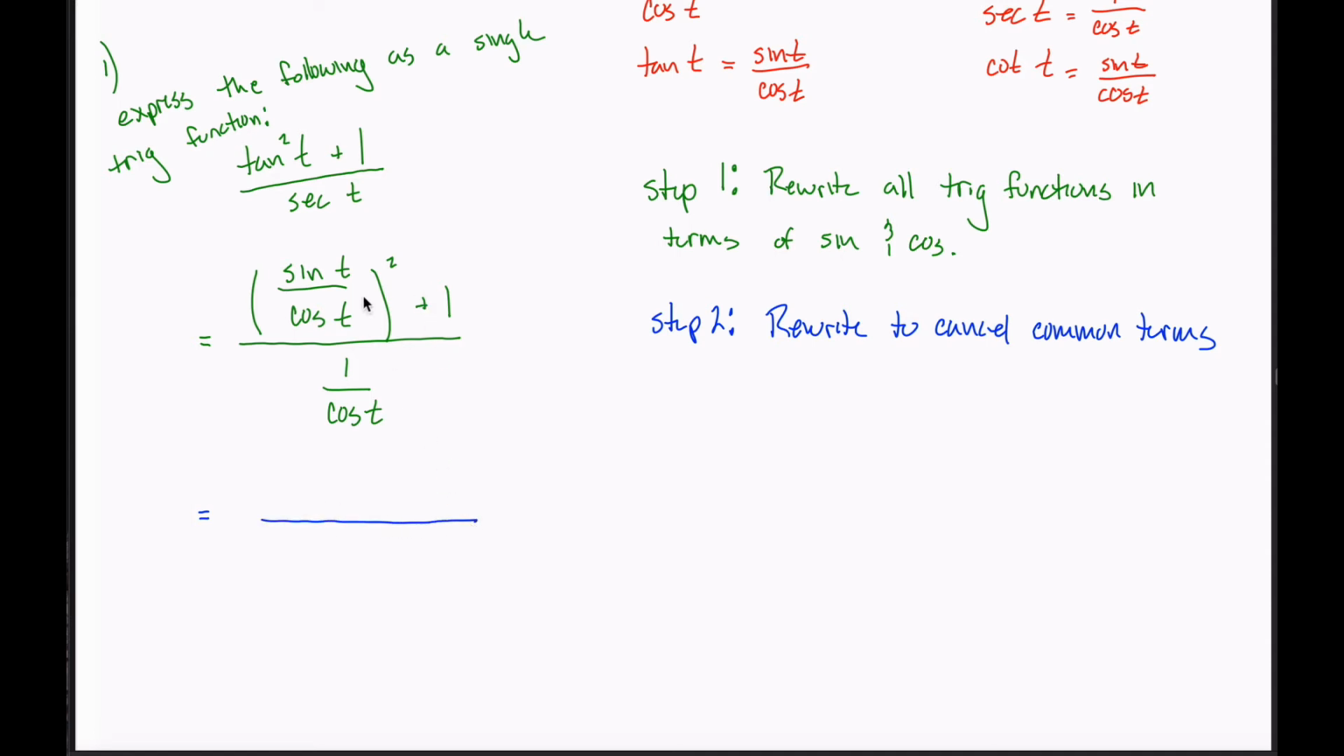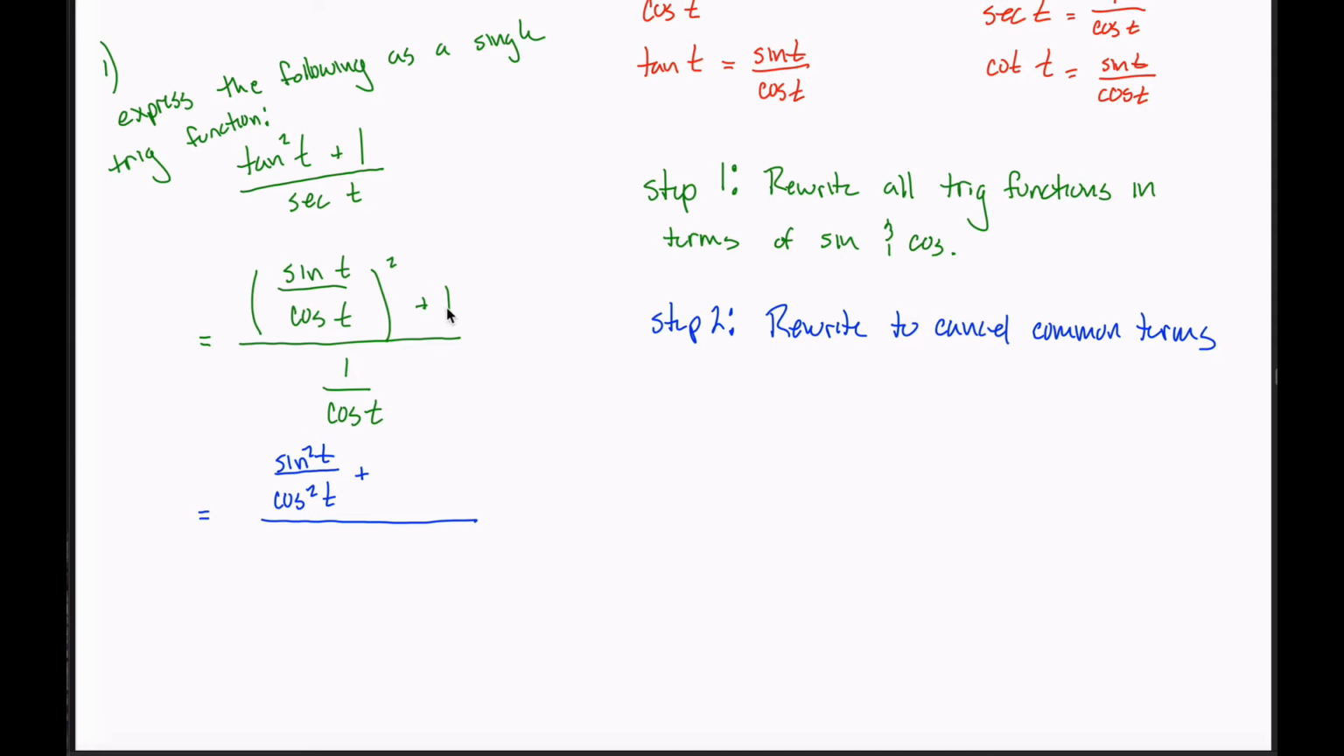The way you could do that is you could think about sine of t over cosine of t, squared, means sine of t over cosine of t times sine of t over cosine of t. And if I multiply those two fractions, the way I multiply fractions is multiplying straight across, I get sine of t times sine of t on the top, in other words, sine squared t, and cosine of t times cosine of t on the bottom, in other words, cosine squared t. I still have this plus 1.